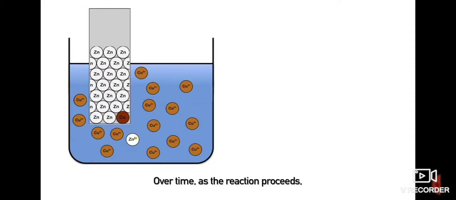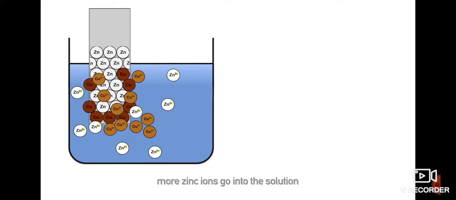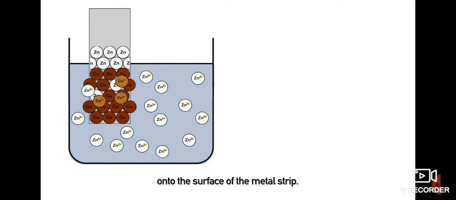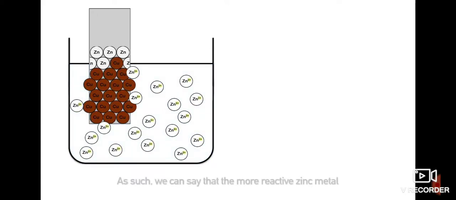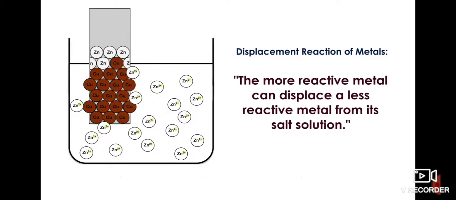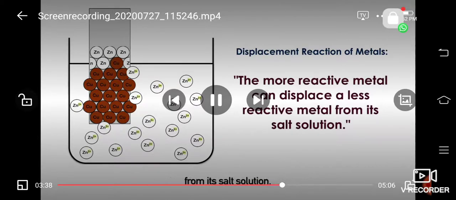Over time, as the reaction proceeds, more zinc ions go into the solution and more copper atoms are being deposited onto the surface of the metal strip. As such, we can say that the more reactive zinc metal has displaced copper, the less reactive metal, from its salt solution.